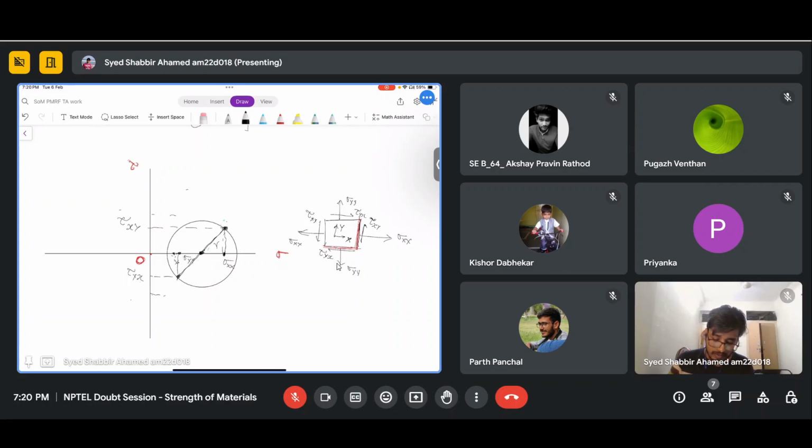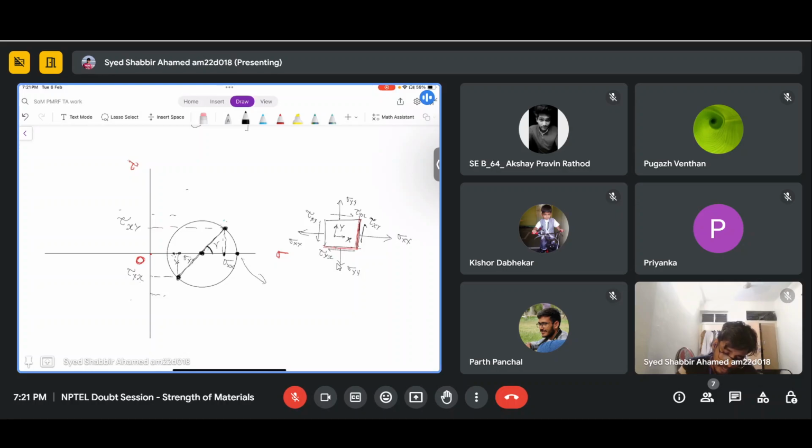Every point in this circle will give me a plane on which the normal stress and shear stress can be identified. So this point is the x plane and this point is the y plane. On this circle, I have this point on the x-axis, or you can say the normal stress axis. At this point, the shear stress is 0, and we have maximum normal stress.